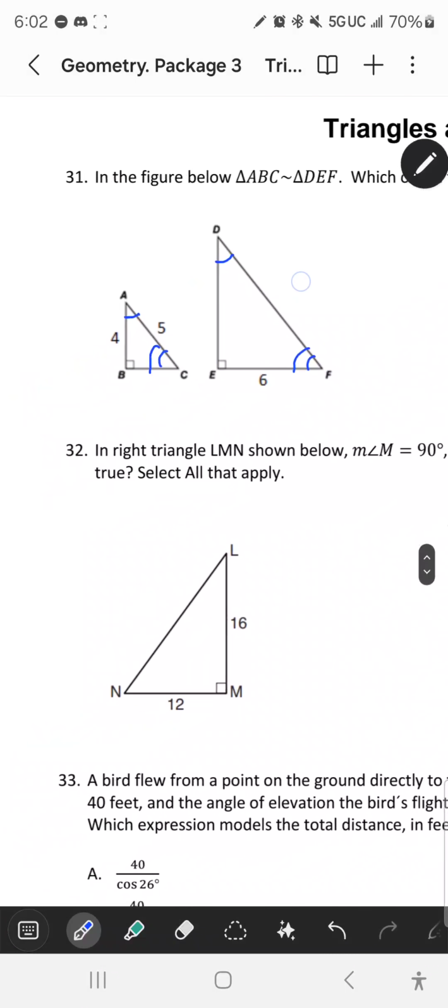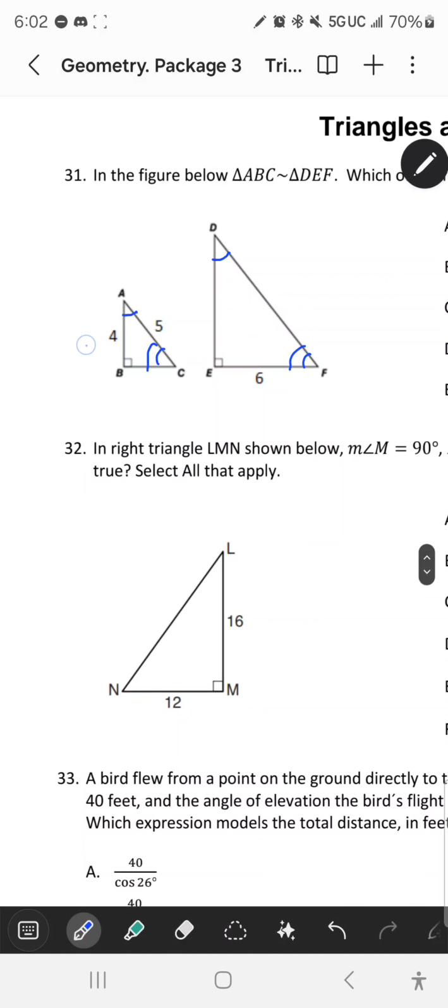Now first, let's establish the ratio between the sides. So I know this side is 4 and this one 5. So this side right here will be x4 and this will be x5. Now we're missing this side and I would like to know the number of this side so I can establish the ratio. So I have a triangle for Pythagoras theorem.